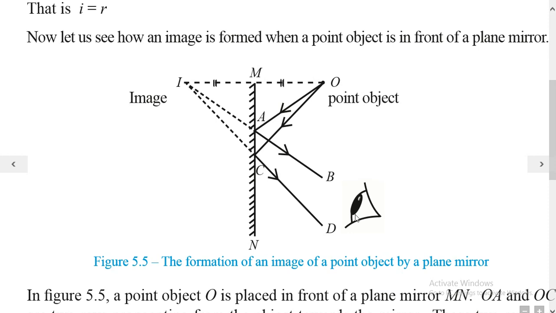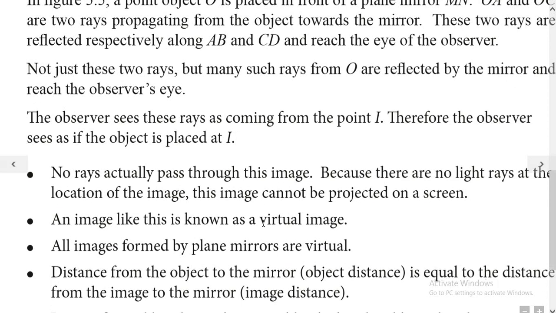Then we put our eye in this place, and we can see the image formed at that point. We can see the object, but actually these light rays do not pass through that point. Therefore this image is a virtual image. The light rays appear to come from this point, but actually they do not pass through it. Therefore the image cannot be projected onto a screen, so it is known as a virtual image.